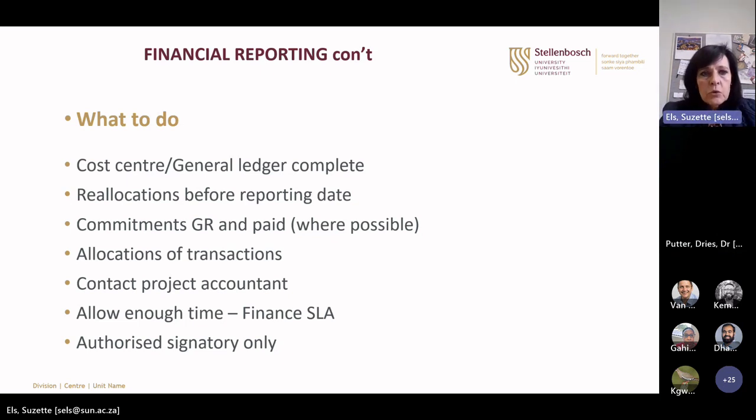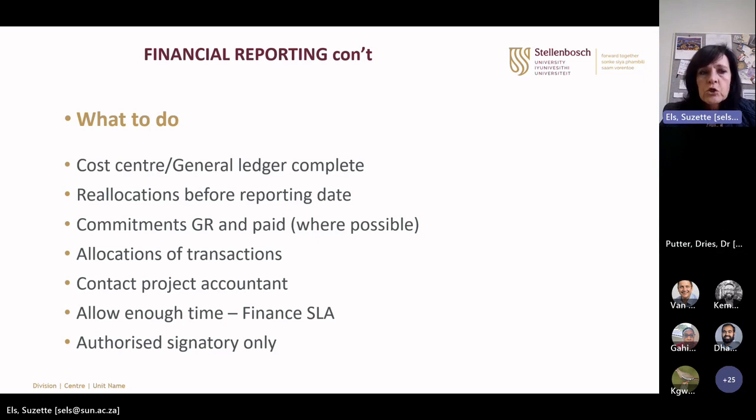Just what to do, in short, again, when you have to compile a financial report or ask us to do a financial report. You will make sure that your cost center allocations and transactions are complete, so everything is posted into the relevant reporting period.